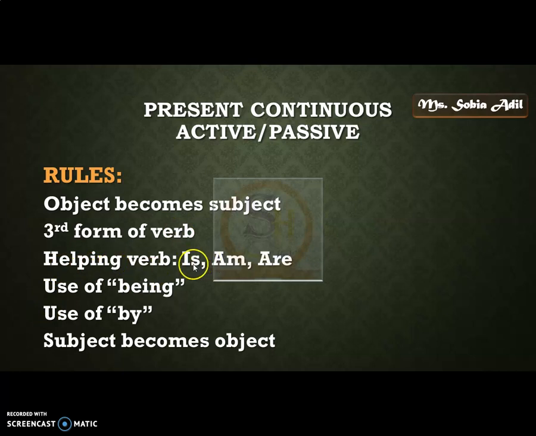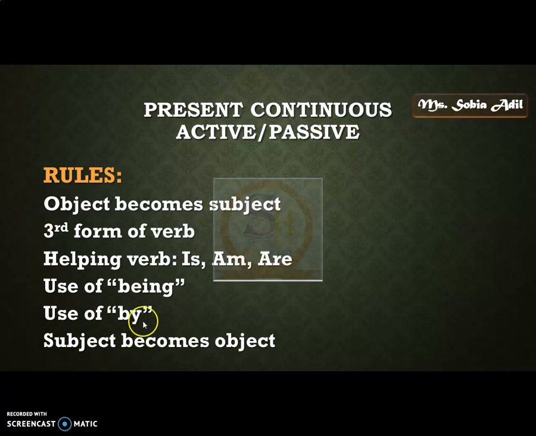Next comes the helping verb. We use is, am, are. As we use in present continuous tense, we use is, am, are as a helping verb, so it will remain the same. Use of being in it. In the simple active voice, we use ing with the first form of verb, right? So here we are to use the third form of verb in passive voice of present continuous tense, and ing with be, right? So you will use being in the sentences of passive voice.